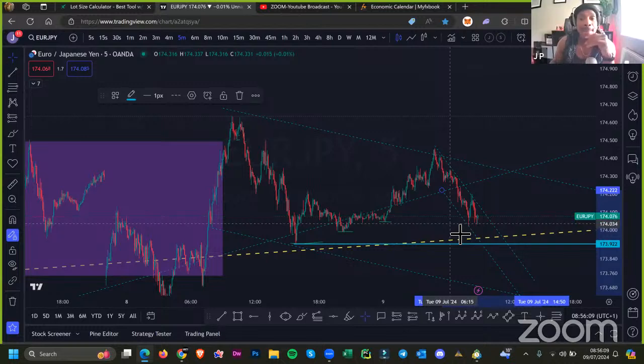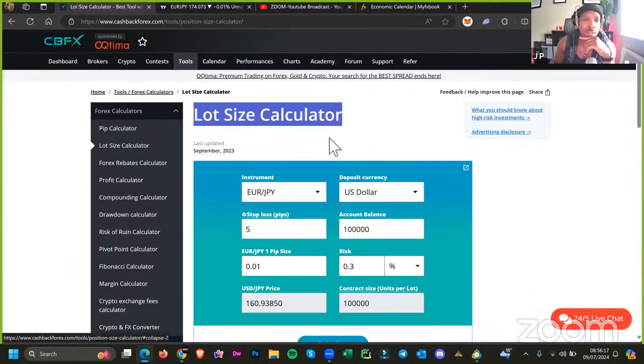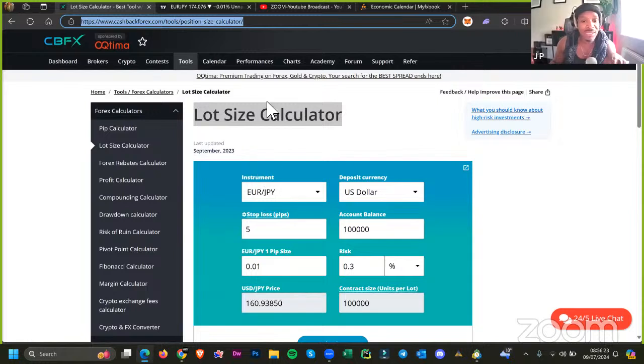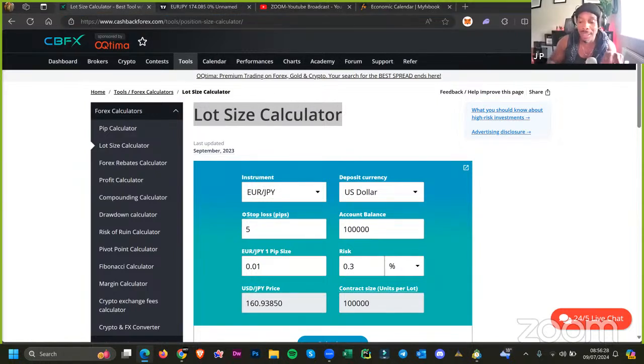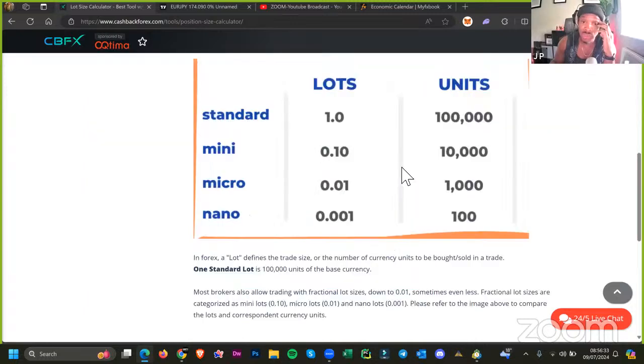And that thought process means that you are always using this. Your lot size calculator should be your best friend. If you haven't got this, I'm going to put it in the chat box. If you haven't got that bookmarked or even saved, I've got it saved on my phone like it's an app. Be somewhere where, whenever you're taking a trade, you can go and check out your lots.